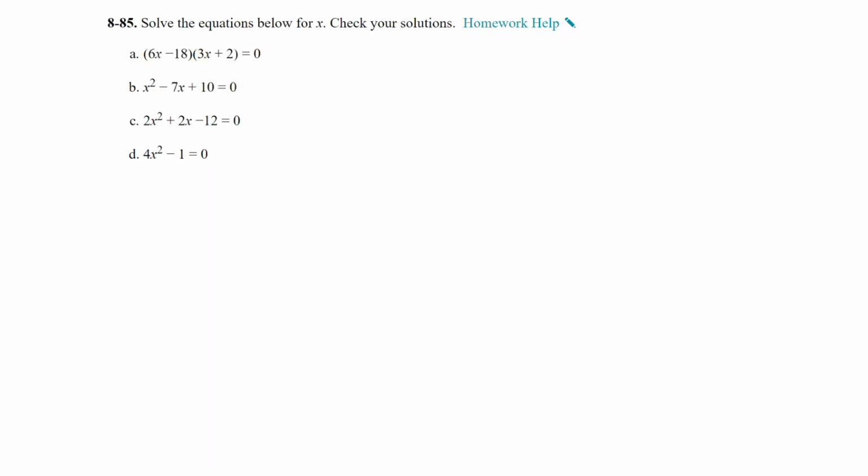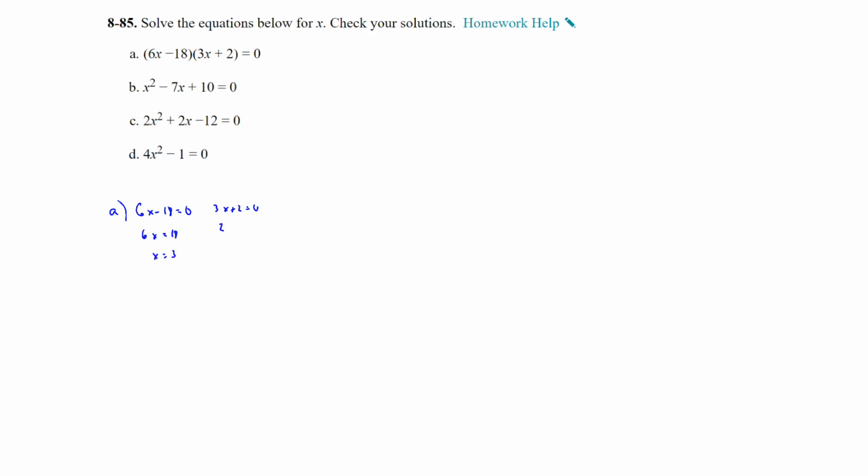85. Solve the equations below for x and check your solutions. So you can see these are quadratics that we're dealing with. The first one is already factored for us, so we're going to go ahead and set the factors equal to 0 using the zero product property. Add the 18, divide by 6, x is equal to 3.